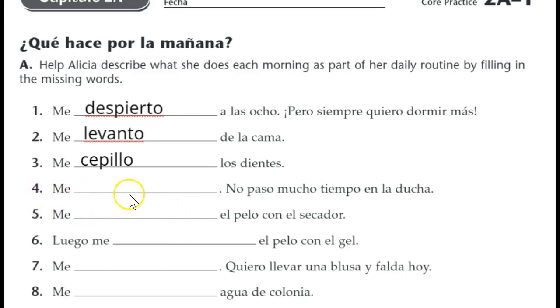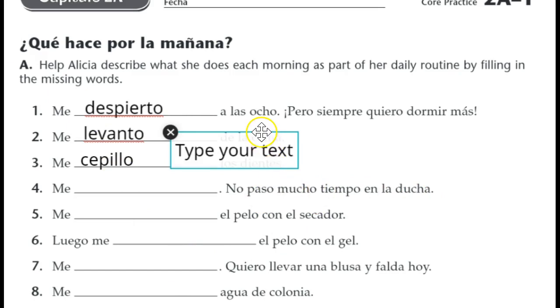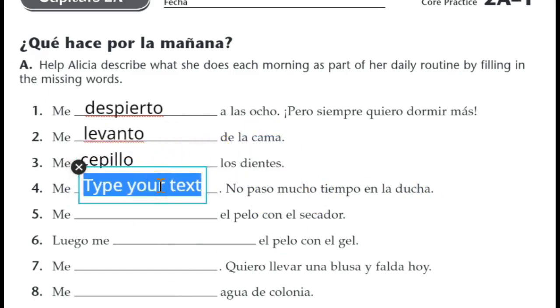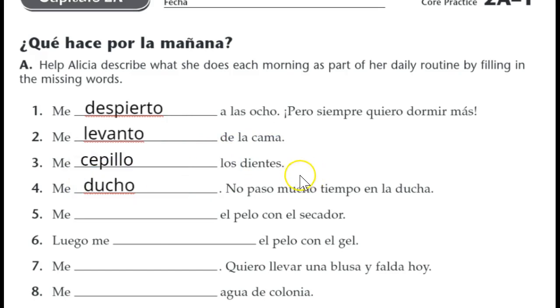Number 4, me blank. Okay, doesn't really help you a whole lot there. But look at the rest of it. No paso mucho tiempo en la ducha. I don't spend a lot of time in the shower. Okay, so if you don't spend a lot of time in the shower, she's probably saying, I take a shower, right? So she would say, me ducho, me ducho. And all of these are going to end in an O because she's doing these things for herself.